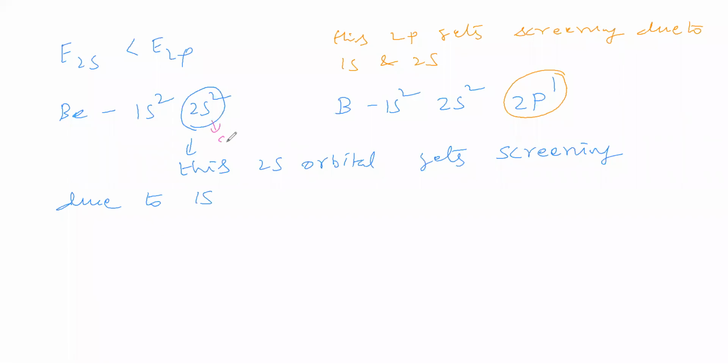This gets a lower screening effect. This gets a higher screening effect. Screening effect is high means the attraction between the nucleus and the respective electron is less. Therefore, energy is more. This energy is less because the screening effect is low. Screening effect is low means it gets lesser repulsion. Getting lesser repulsion means attraction with the nucleus is high. Therefore, energy is less, and in the other case, energy is more.